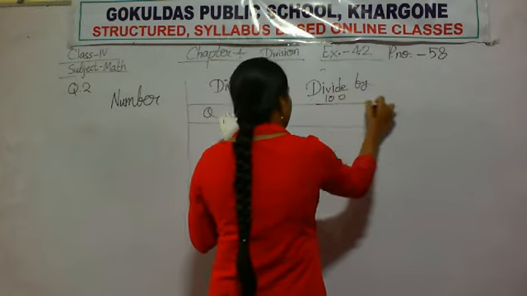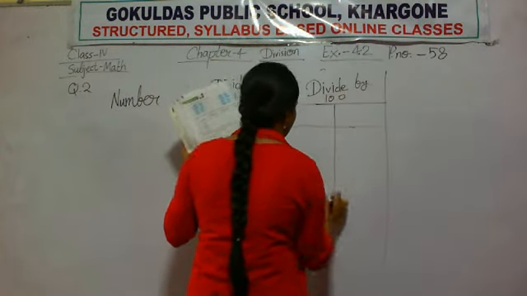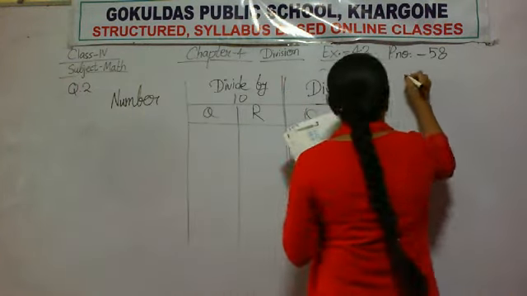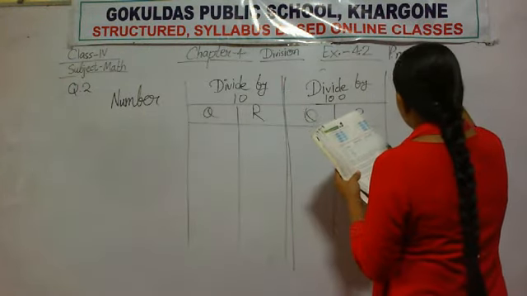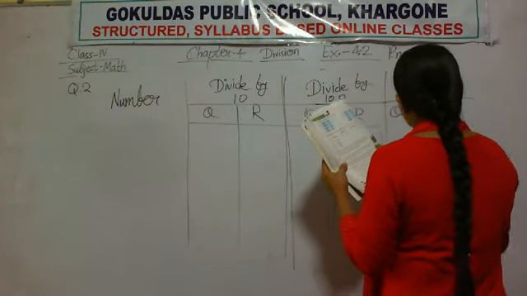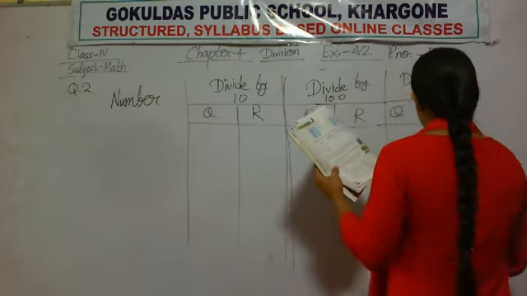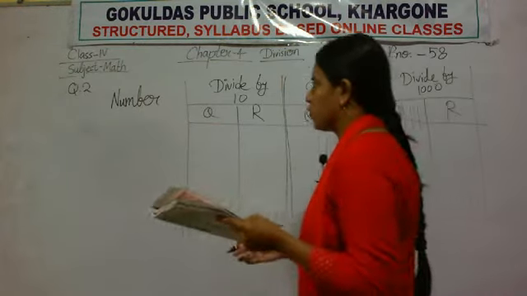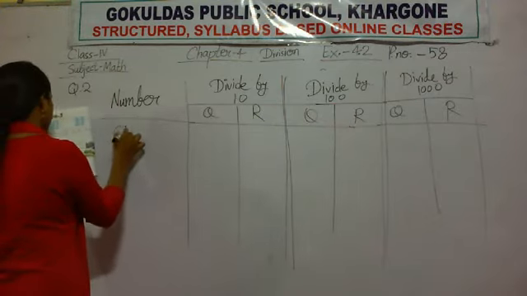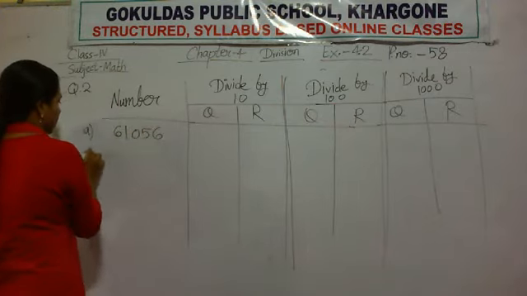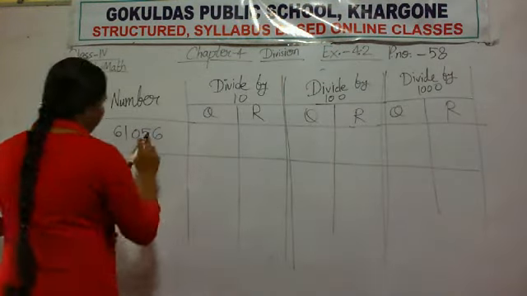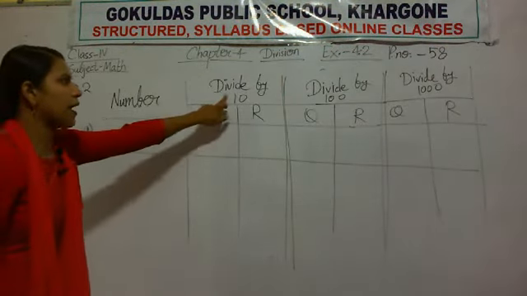Divide by 100, then quotient, remainder, then divide by 1000, quotient and remainder. Okay, your number is 61056. First given number is 61056 and you are dividing this number by 10.